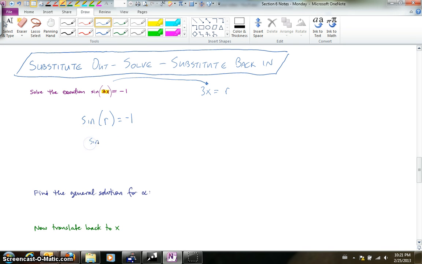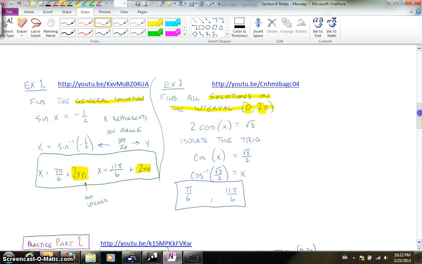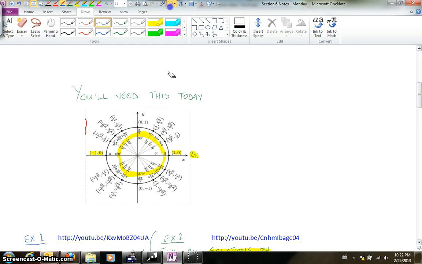We can write it as inverse sine of negative 1 equals r. So we're looking for some angle that has a sine of negative 1. Hopefully, by spending just a second on your unit circle, you'll recognize that the angle that has a sine of negative 1 is 3 pi over 2, 270 degrees.